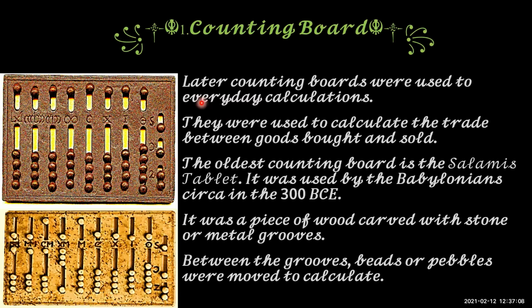Later, counting boards were used for everyday calculations. They were used to calculate the trade between goods bought and sold. The oldest counting board is the Salamis tablet. It was used by the Babylonians circa 300 BCE. It was a piece of wood carved with stone or metal grooves. Between the grooves, beads or pebbles were moved to calculate.